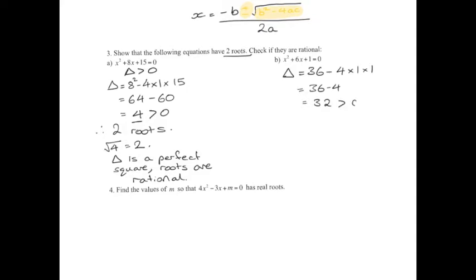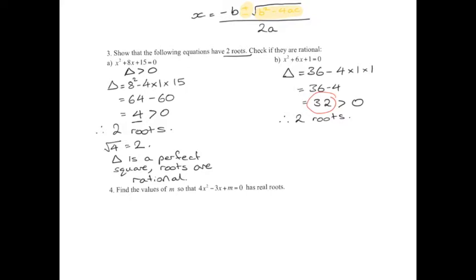Okay, that's bigger than 0. Therefore, there's something to plus and minus in our quadratic formula. So therefore, there are two roots. Now notice, I really in my question should have said two distinct roots. Anyway, so now that I know they're two roots, are they going to be rational? No, because 32 is not a perfect square, and therefore the roots are not going to be rational.